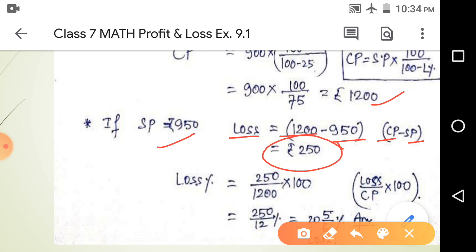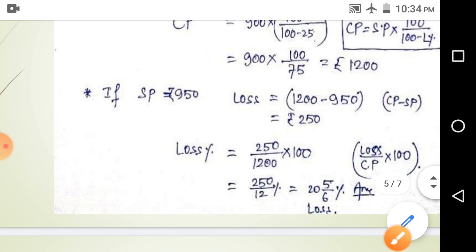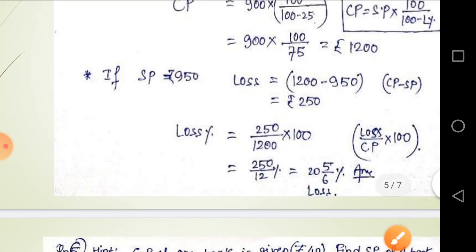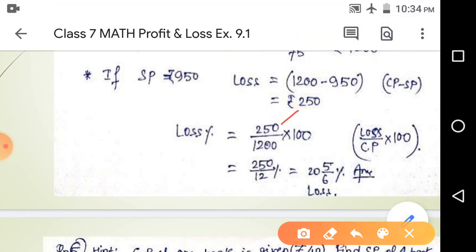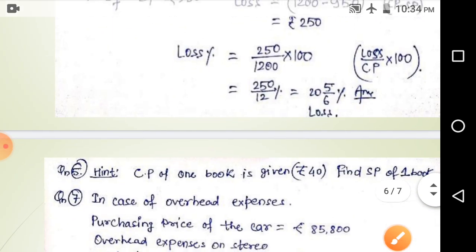Now we have to find out the loss percent, and we can use the direct formula for the loss percent, because we have the loss as 250 divided by the cost price as 1200 into 100. If we solve it, we will have 250 by 12%, or we can say that 20 whole 5 by 6% loss. Remember that you have to mention the word loss here. This is the loss percent. Now jump to the next question number 5.